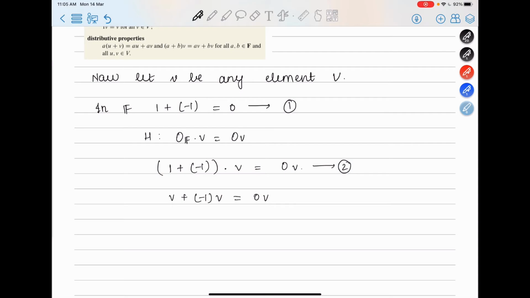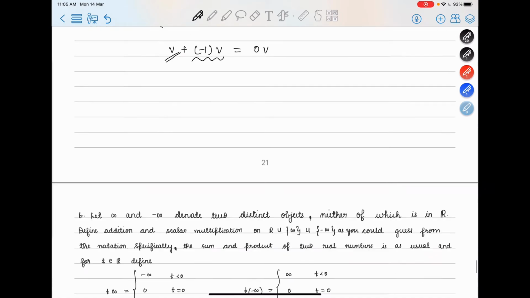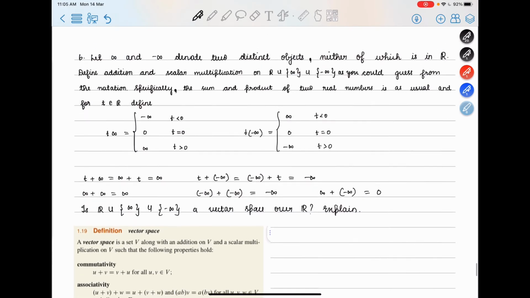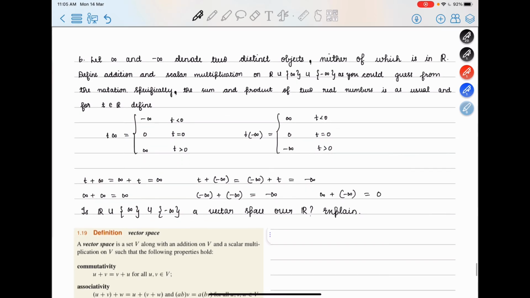So what does this mean? It means that minus 1 times v is an additive inverse of v. Thus, the existence of an additive inverse will follow from the assumption H and the rest of the vector space axioms. Moving on to the next question.